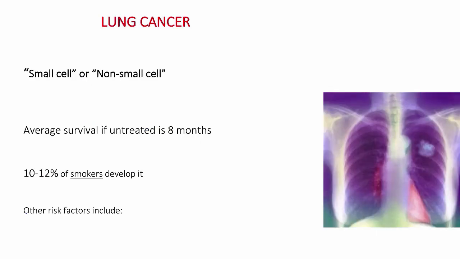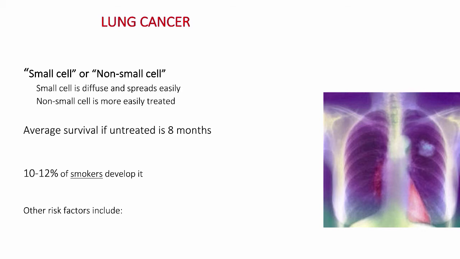There are different types of lung cancers. You don't need to know the different types, but I want to share them with you. There's what's called small cell or non-small cell carcinomas. Small cells diffuse and spread more easily. The non-small cell is more easily treated. Again, this is not something you need to remember. This is informational. Average survival, if left untreated, is 8 months.